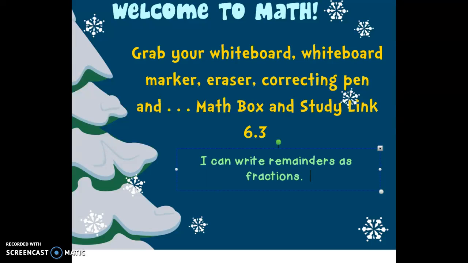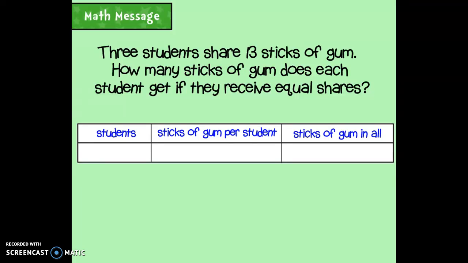Welcome. Today we're going to continue talking about division and partial quotients, only today your I can statement is, I can write remainders as fractions. Let's look at this problem. 3 students share 13 sticks of gum. How many sticks of gum does each student get if they receive equal shares?